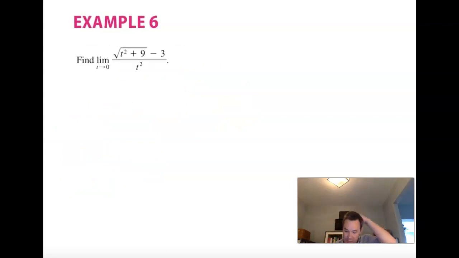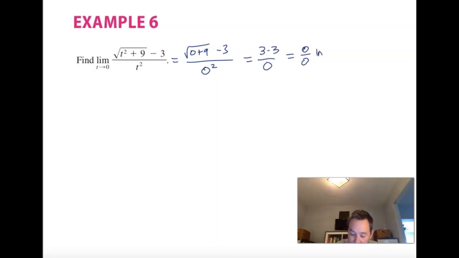Okay, and I'm just throwing a bunch of different examples at you. This is going to be the last one I go over, and then I'm going to give you a student example. Here again, if I just tried to do a direct substitution, we would end up with 0 plus 9 under the square root minus 3 over 0 squared, which is 3 minus 3 over 0, which is 0 over 0. This is indeterminate, so not necessarily true that the limit does not exist. It's just in a form right now that we can't make a direct substitution to figure it out.